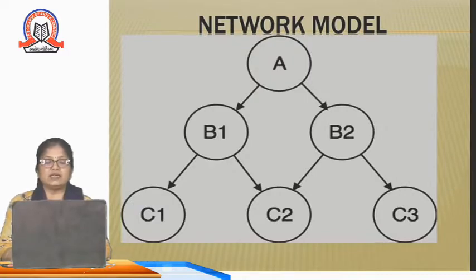So you can see A node has two nodes B1 and B2 and B1 has two nodes C1 and C2. C2 node has two parents B1 and B2. So this is the difference between the hierarchical model and network model. In hierarchical model, a node can have only one parent, but in network model, a node can have two parents.